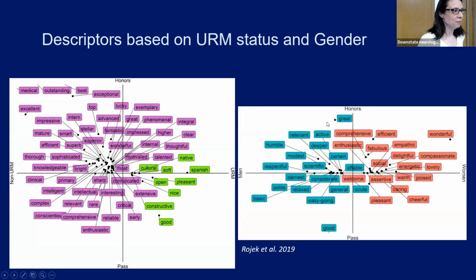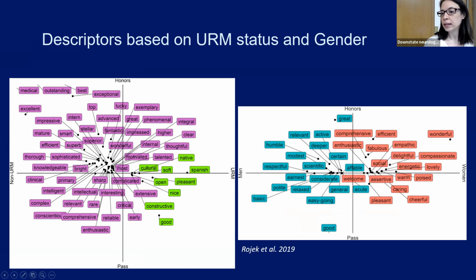Okay, these are 2 figures from a study in 2019 that analyzed narrative evaluations. On the left, we see differences in word choice between URM and non-URM students. In purple are words more likely to be used in the descriptions of non-URM students, such as outstanding and excellent. And in green are words more likely to be used in URM students, such as pleasant and nice.